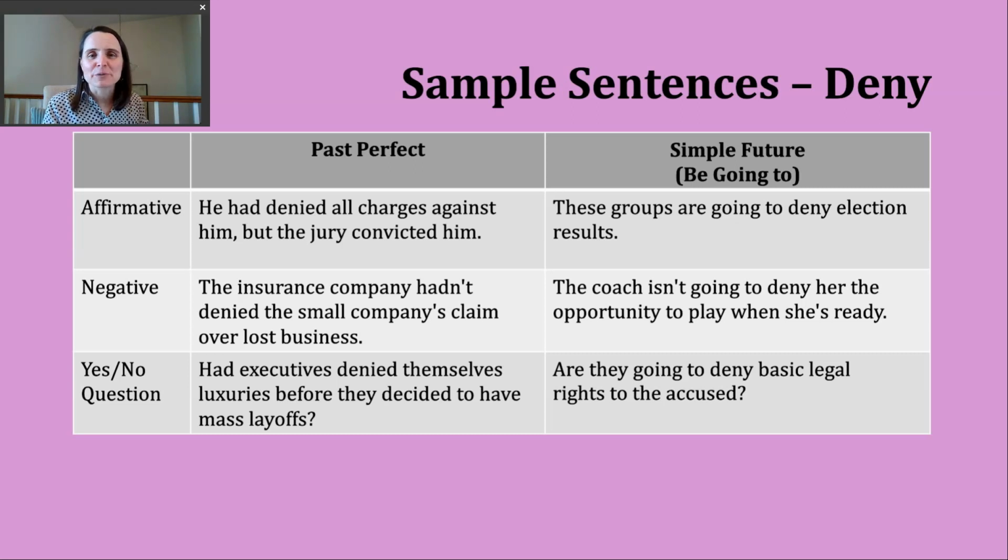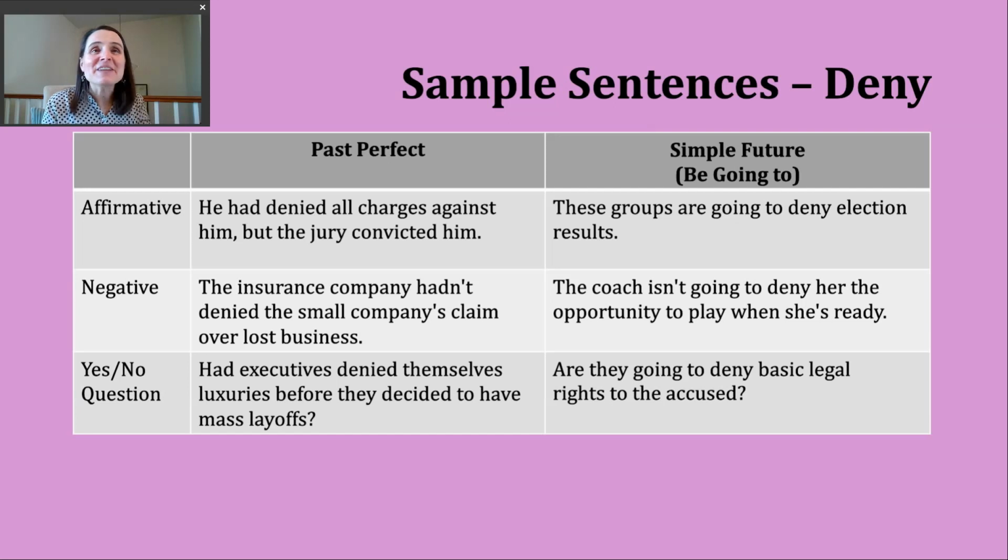Here's another example sentence. These groups are going to deny election results. Okay, so here, there are unfortunately still many people in the United States that refuse to accept the truth of the 2020 election. And many times as we engage in additional elections, these same groups also begin to make up excuses, make up reasons as to why they don't think the election results are accurate.